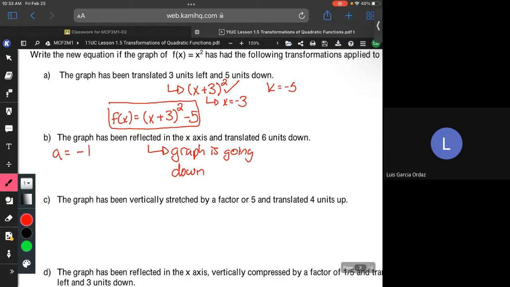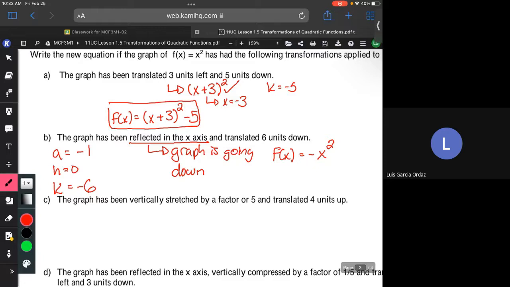Do I have an h? No, so h is 0. Do I have a k? -6. So now I can write f of x. We're not going to write negative 1 x squared, we're just going to write negative x squared. How do you think that's negative 1 for a? Because it's reflected in the x-axis. Whenever something is reflected in the x-axis, that means my graph is going downwards. So my a has to be negative.